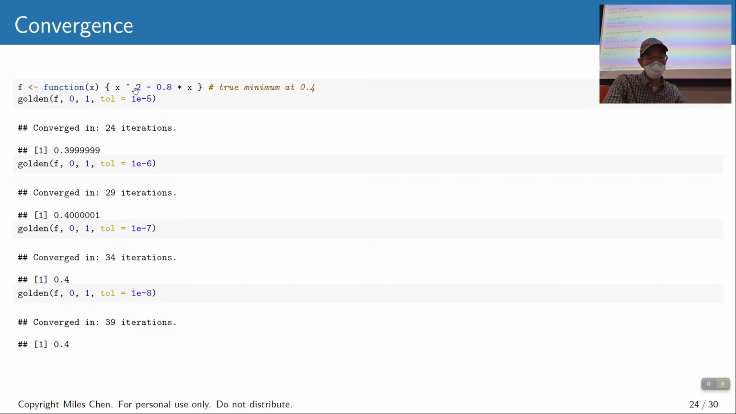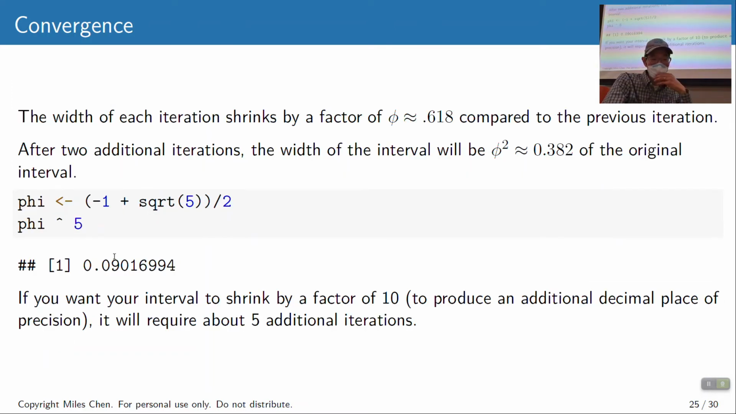Okay, so if we take that function x squared minus 0.8, it tells me the value it converged to is 0.399999. If I lower my tolerance level, then it takes a few more iterations. If I want my tolerance to decrease by a factor of 10, from 10 to the negative 5 to 10 to the negative 6, it takes about 5 more iterations. So 10 to the negative 5 I get in 24 iterations, 10 to the negative 7 I get in 34 iterations. It takes another 10 iterations.